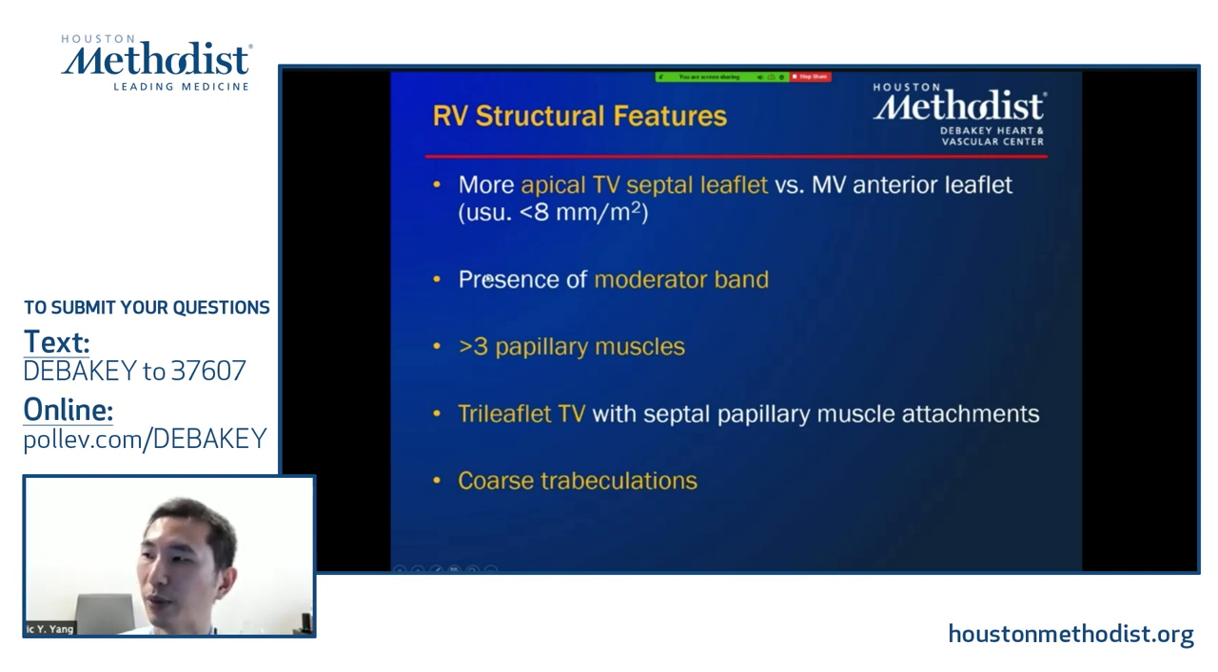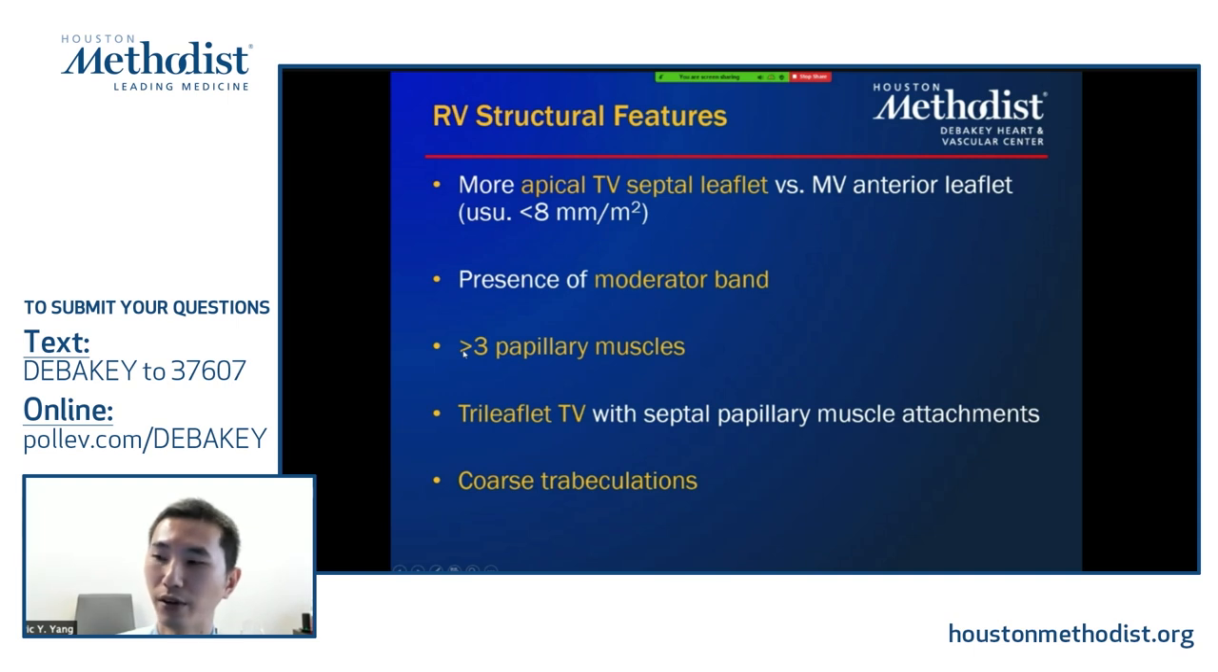But things to notice about the RV is that the atrioventricular valve, the tricuspid valve, tends to be more apically displaced, so much so that if it exceeds 8 millimeters per meter squared displacement versus the anterior septal insertion of the mitral leaflet, then that's considered potentially diagnostic of Ebstein's. Like I mentioned before, there's the moderator band, and yes, there's a moderator band in the RV. There's no moderator band in the LV.